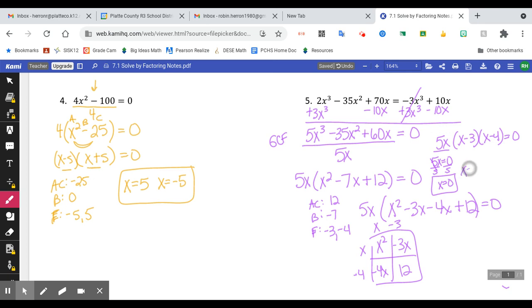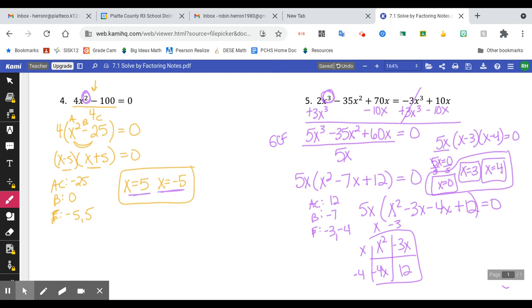Then again, this is a negative, so my answer would be positive. And again, negative, so my answer is positive. So this one actually has 3 answers, and you'll know that because you'll have an exponent of 3. When you only have an exponent of 2, you only get 2 answers.